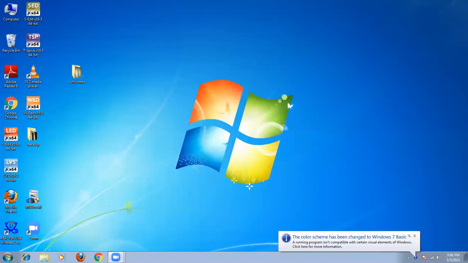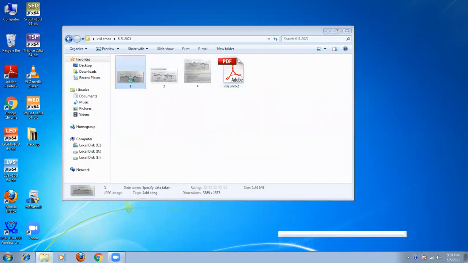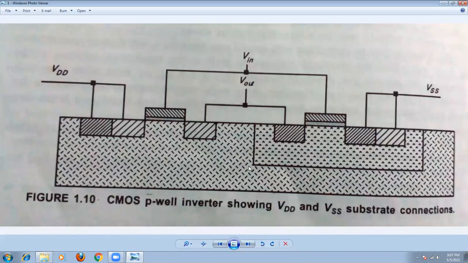Now I'm going to share the screen. Now just observe. This is the structure of the P well CMOS. As you know, the name CMOS itself indicates complementary metal oxide semiconductor field effect transistors. So in CMOS technology, we are using complementary transistors.